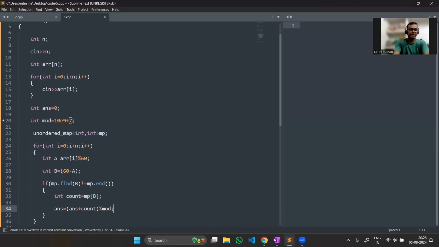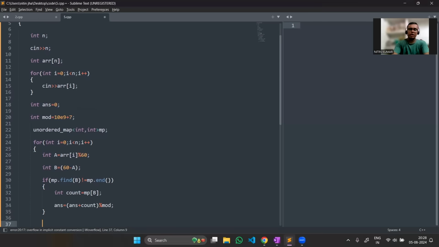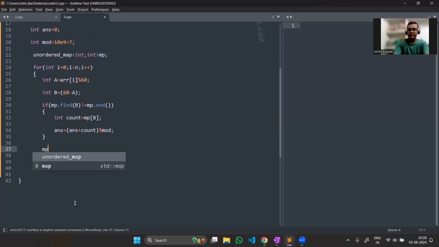Now everything is fine, but before going to the next A, just update this A count by 1. If A is already present in the map, its value is incremented by 1. If it is not, then its default value will be 0 when it is assigned, and when plus plus happens, its value will become 1. So this is the implementation of the map in C++. I have discussed that in detail in the previous video. You can also find the videos on YouTube.